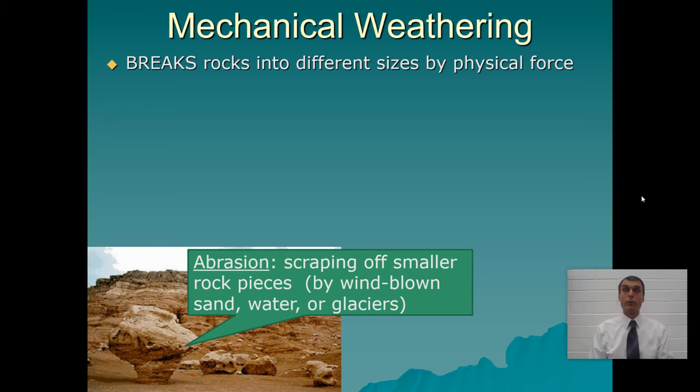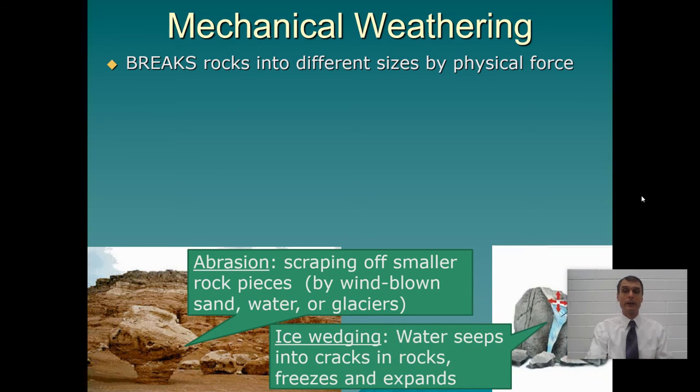Okay, so the first one is what's called abrasion. Abrasion is where you have wind-blown sand, for example, scraping rocks. And as it scrapes rocks, it breaks off pieces of those rocks. And this can be done by wind-blown sand. It can be done by water in a river where rocks are ground together, or by glaciers. So these are all types of abrasion. It's basically rocks being scraped together, okay?